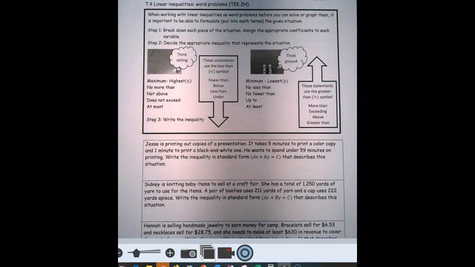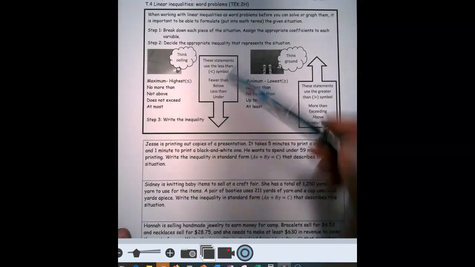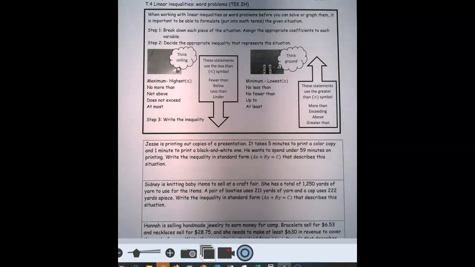Then, what if it's not less than or equal to? When something is less than, I've given you some words to think about. It's fewer than something, or below something, or less than something, or under something. Now, when we talk about minimum, that's the lowest you can go. So I want you to think about the ground. You can stomp on the ground all you want. Unless there's a sinkhole, you're not going through it. That's the lowest you can go. So if we're talking about minimum, we can't go any less than that. We can't go any fewer than that. We can go at least.